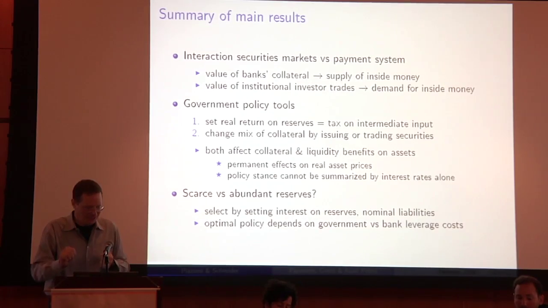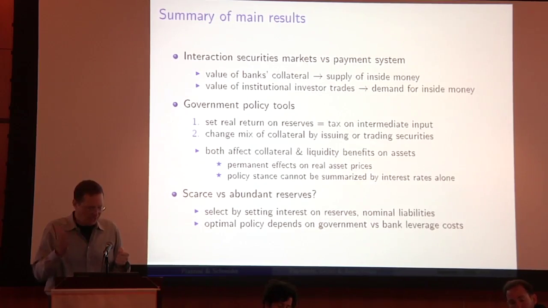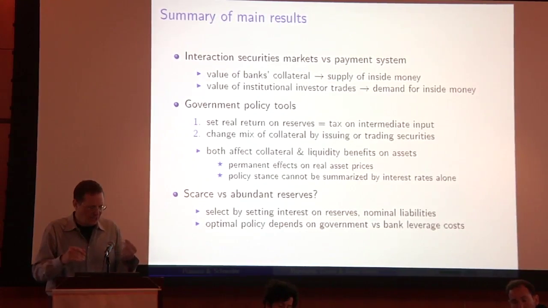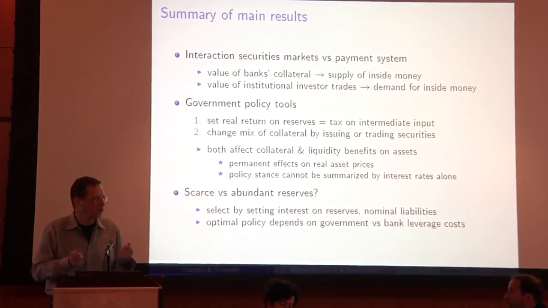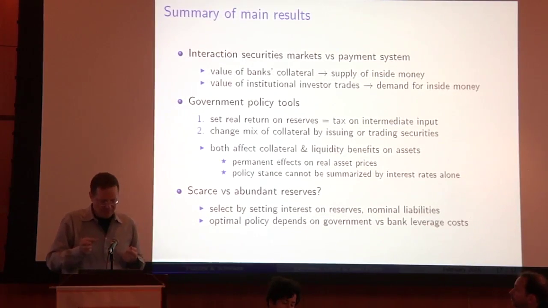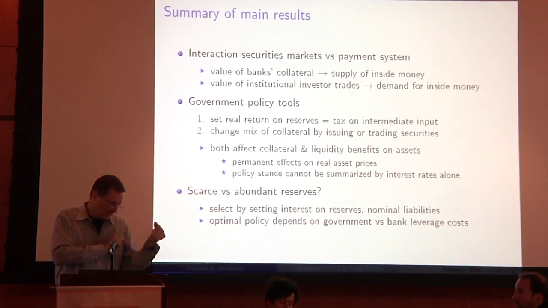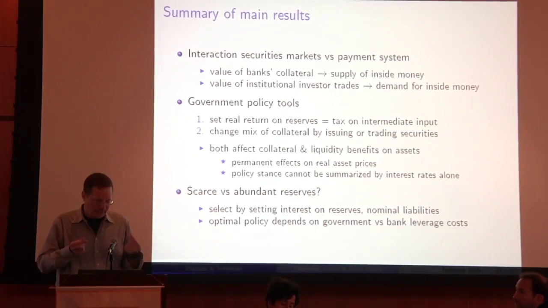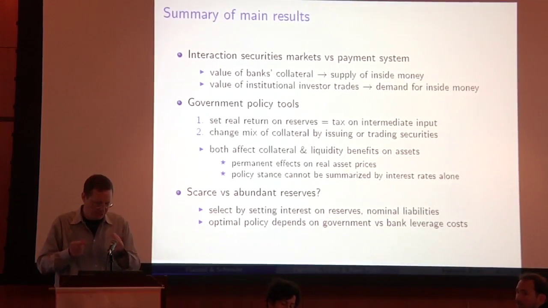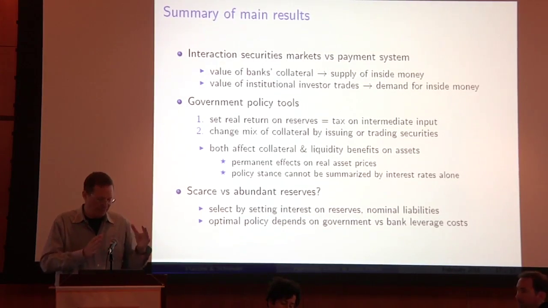So structure matters. The government has two tools. It can set the real return on reserves, which taxes this intermediate input, and it changes the mix of collateral by trading securities, conventionally or unconventionally. Both of these affect collateral and liquidity benefits of assets and have permanent effects on real asset prices. That's how the frictions matter. And another thing that is implicit in the discussion I gave is that the policy stance in this world with frictions cannot be summarized just by interest rate rules. We can't just use this to summarize everything. It matters what the collateral mix is, so quantities matter.